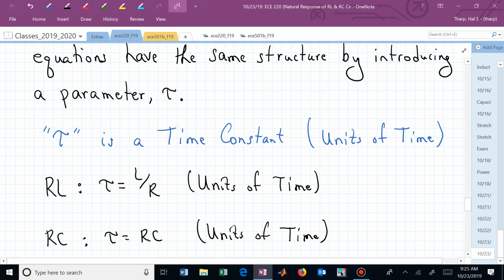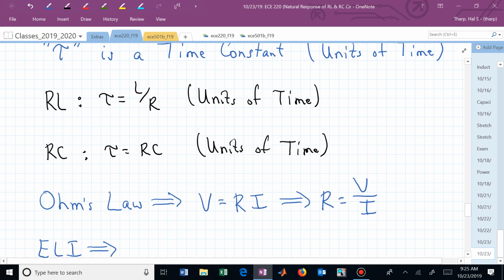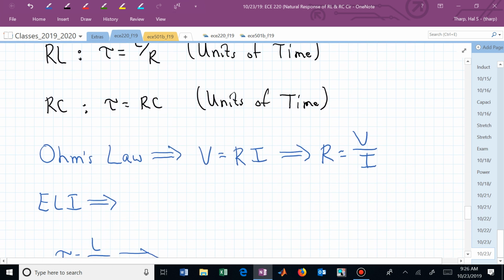And how did we define those? Well, for the RL, we said tau was L over R. Now somebody says, what's the time constant of your circuit? You can boil it all down and say, oh, I have an equivalent resistor and I have an equivalent inductor. I take L over R. That's the time constant of that circuit. Likewise for the capacitor circuit, you now just take the product of the resistor and the capacitor, and that now is your time constant. And where's that coming from?